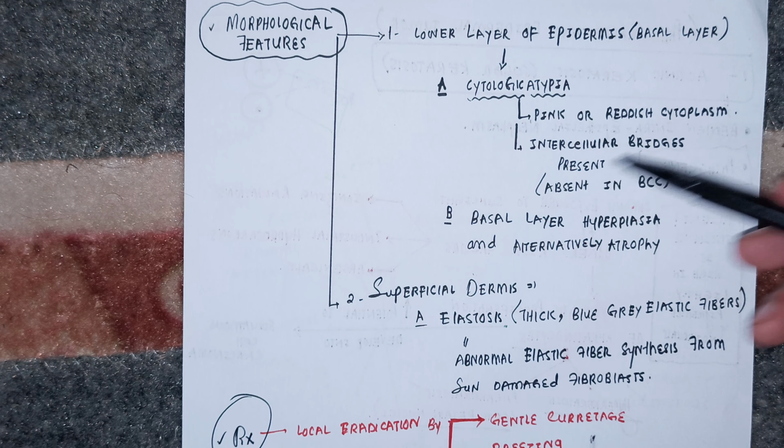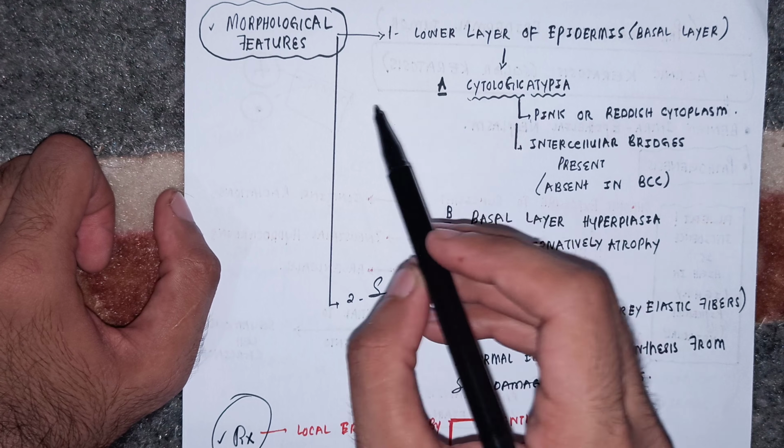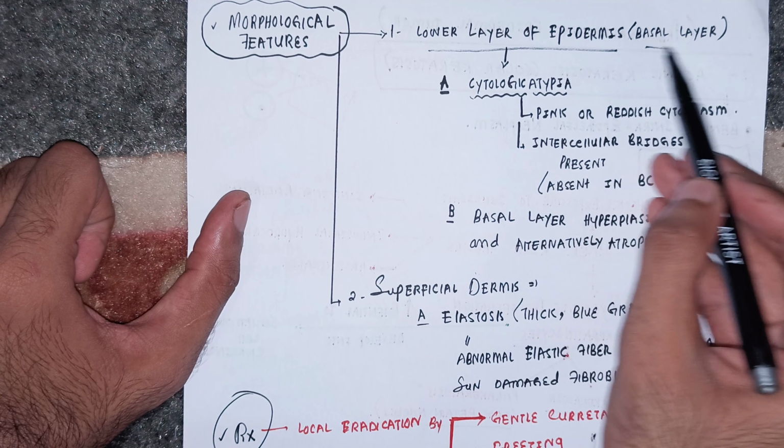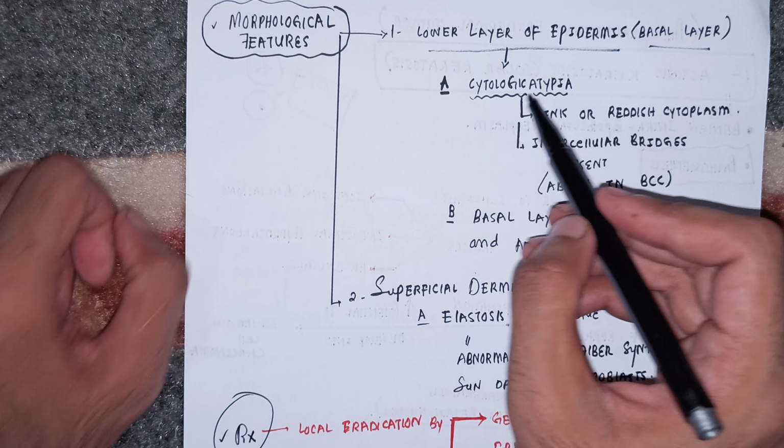Some morphological features include that in case of actinic keratosis, the lowermost layer of the epidermis, which is the basal layer, shows cytologic atypia.